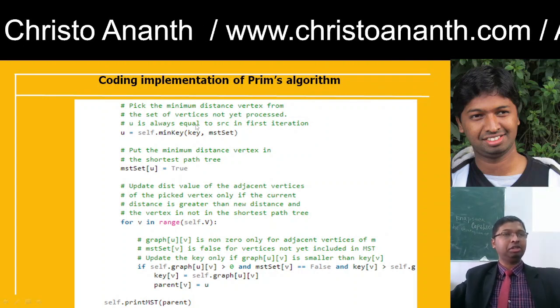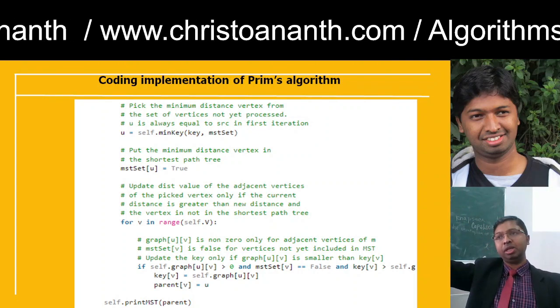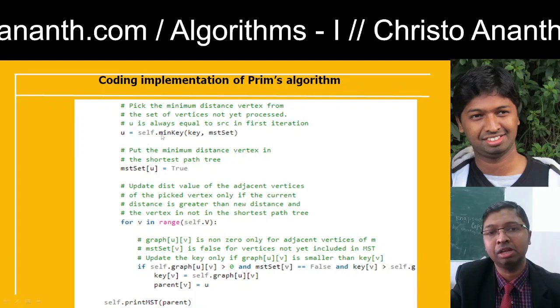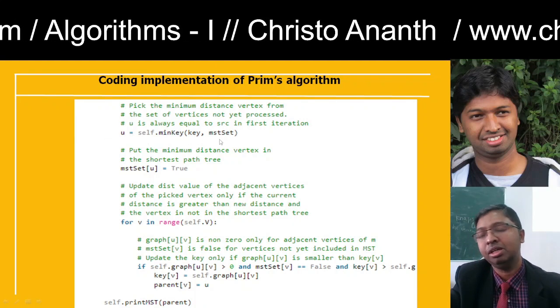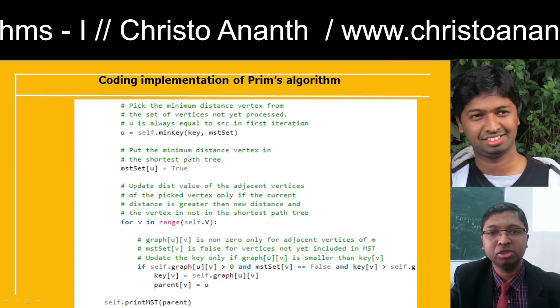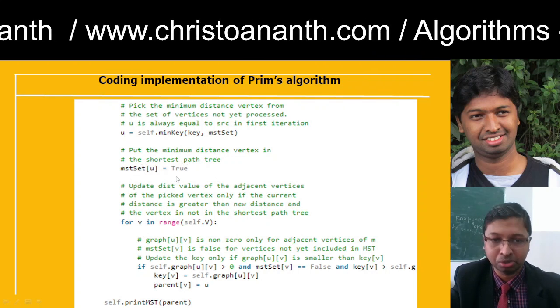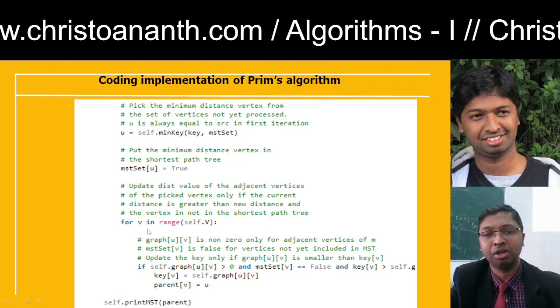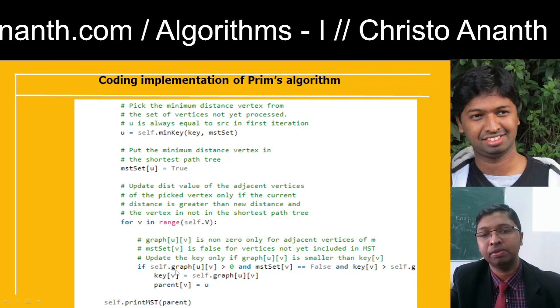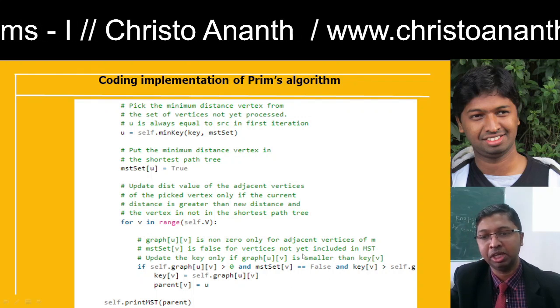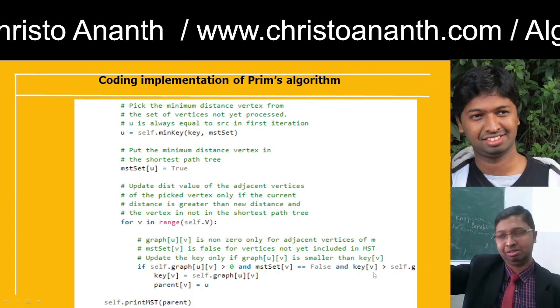First of all, you are including the minimum value, so that is the reason u is equal to self.minKey(key, mstSet). Then you put the minimum distance vertex in the set: mstSet[u] equals true. Then you go with for v in range(self.V): if self.graph[u][v] is greater than 0 and mstSet[v] is equal to false, which means that it's not included.